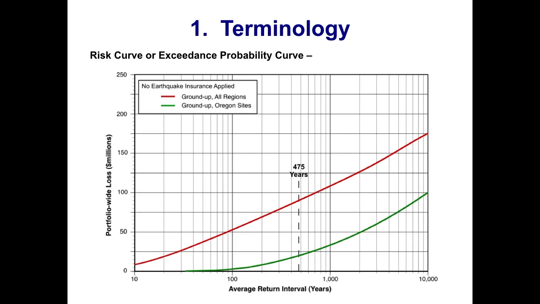So then another thing that can be done with these risk curves or exceedance probability curves is to show multiple cases on the same plot for comparison purposes. And here we compare the ground-up losses for all regions with the ground-up loss for Oregon sites. So this may be a small part of the portfolio, and it shows how much of the risk is attributable to the exposures in Oregon.